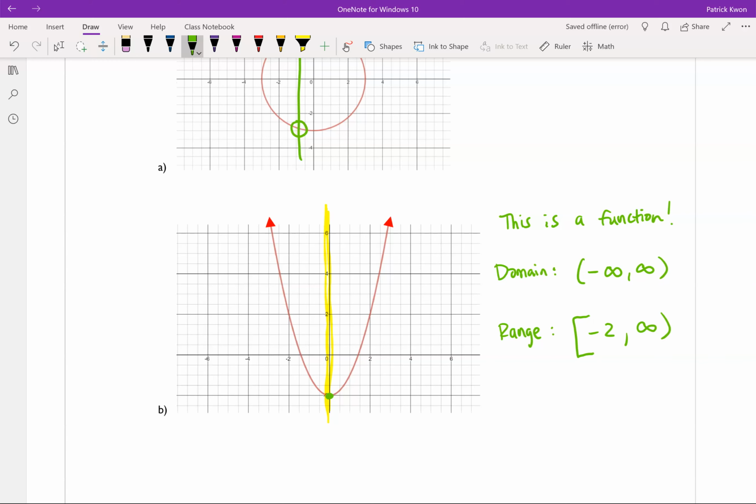Okay, so that is the range, and your homework might ask you to represent that in inequality notation instead of interval notation. And so inequality notation looks like this. The range is the y values, so we say y is greater than or equal to -2. Okay, so these are our final answers.